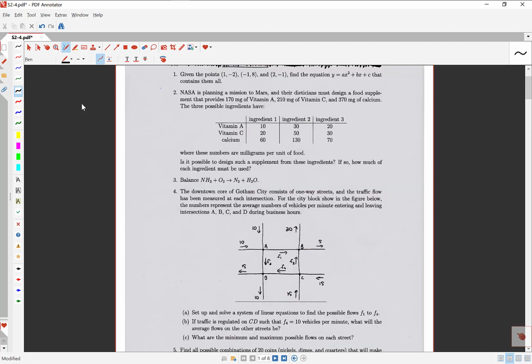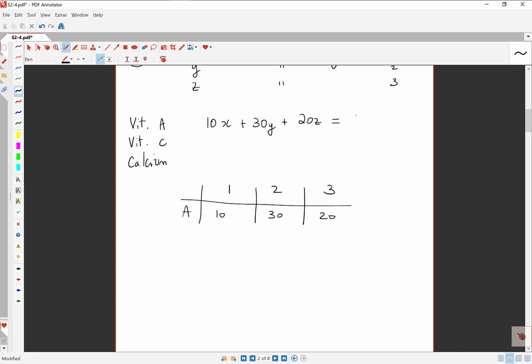So I'm just scrolling back to the question for a second, and we can see in the problem, we were told the combination that we're trying to design. So we're trying to achieve 170 milligrams of vitamin A, etc. So we would like this sum here to equal 170 milligrams. So we're going to do the same thing for vitamin C and for calcium. Let's see what those equations look like.